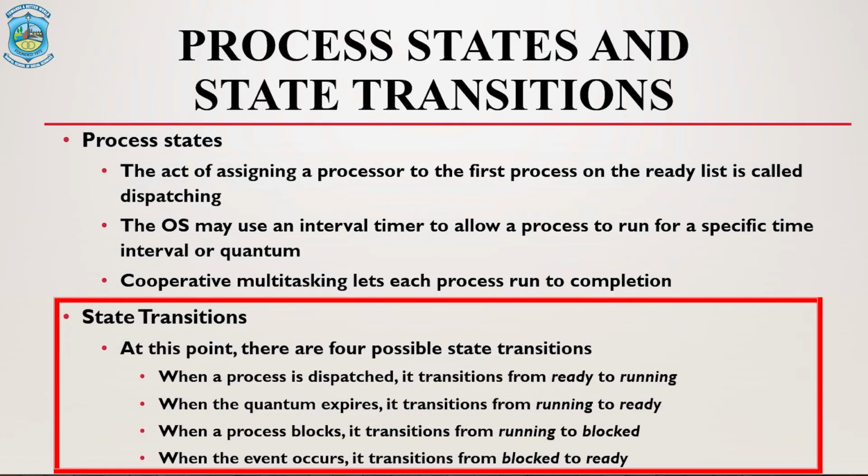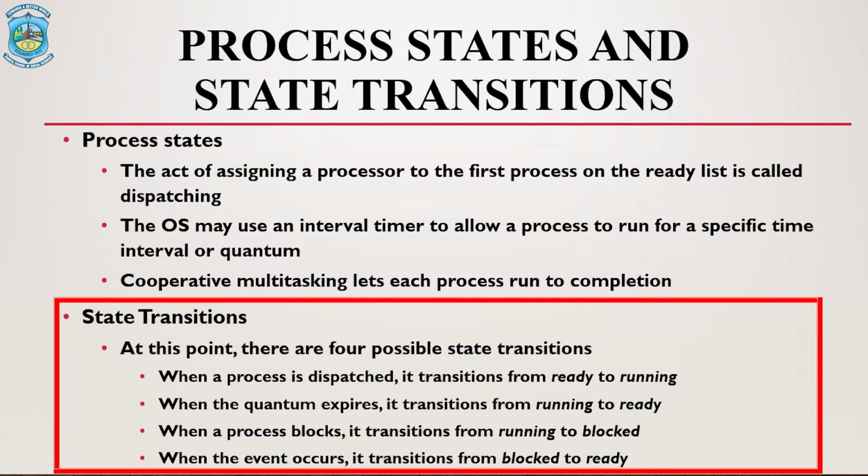State transitions, there are 4 possible state transitions. When a process is dispatched, it transitions from ready to running. When a process is dispatched from the ready queue to the CPU, a transition is happening. Next transition is when the quantum expires, it transitions from running to ready. When the time expires, then the CPU gives back the process into the ready queue.